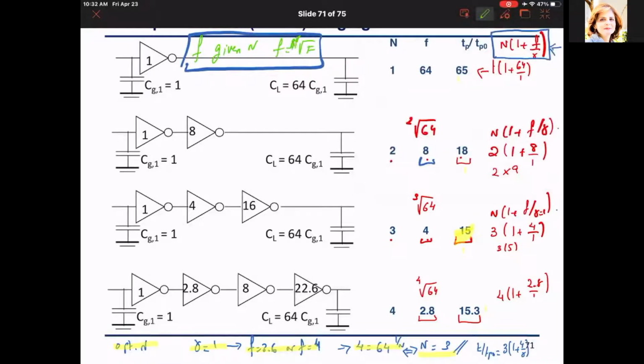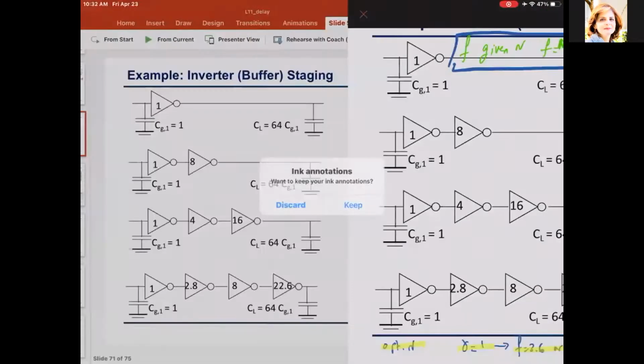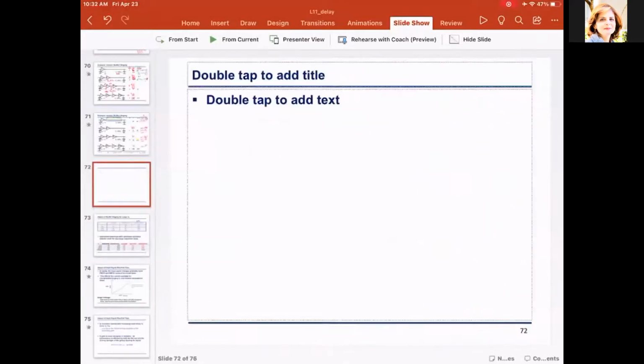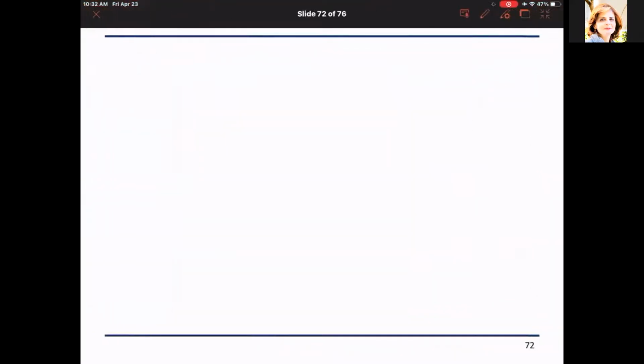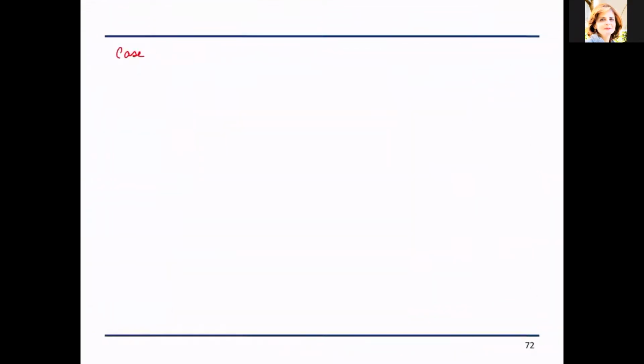Okay, now I'll write a summary slide on how to find the optimal n. So if we want to make a recipe slide, what we see here is that in case 1, n is given. Therefore, the procedure I follow is that f is equal to the nth root of big F. And then I find that Tp is equal to n times Tp0 into 1 plus little f over gamma.